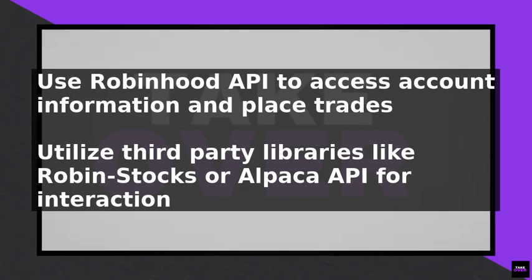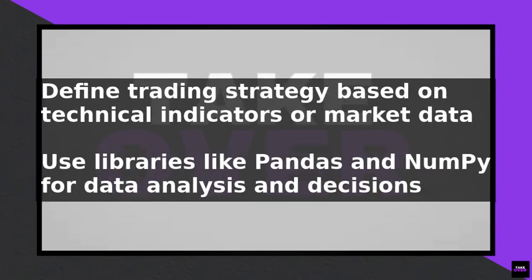To start automating your trades, you will need to define your trading strategy, which can be based on technical indicators, fundamental analysis, or other market data. You can use libraries like Pandas and NumPy to analyze the market data and make trading decisions. For example, you can use a moving average crossover strategy, where you buy a stock when the short-term moving average crosses above the long-term moving average.